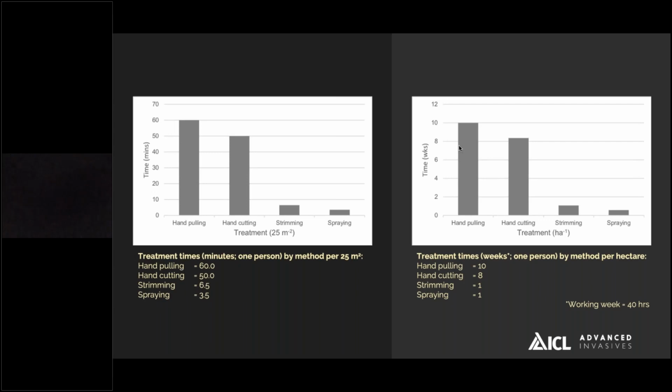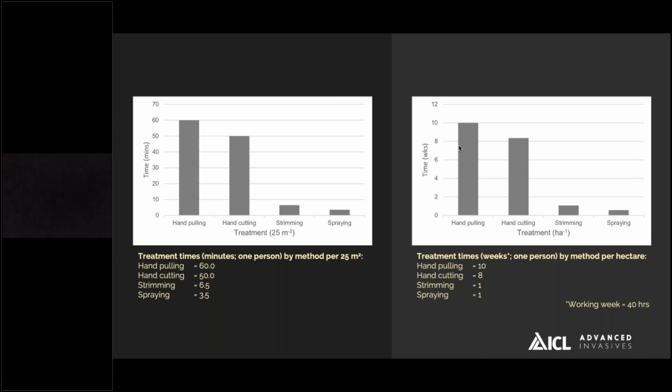So we were looking at the time taken to undertake hand pulling, cutting, strimming, or spraying on a 25 square metre area of full growth Himalayan balsam by one person, and we timed how long it would take to undertake these management operations. You can see at the left there, hand pulling, you're looking at 60 minutes per person per plot. Hand cutting took 50 minutes, strimming 6.5, and spraying 3.5. Now, when you just look at that small area, you think, well, that's doable. In a day, we could manage our patch of Himalayan balsam using those methods.